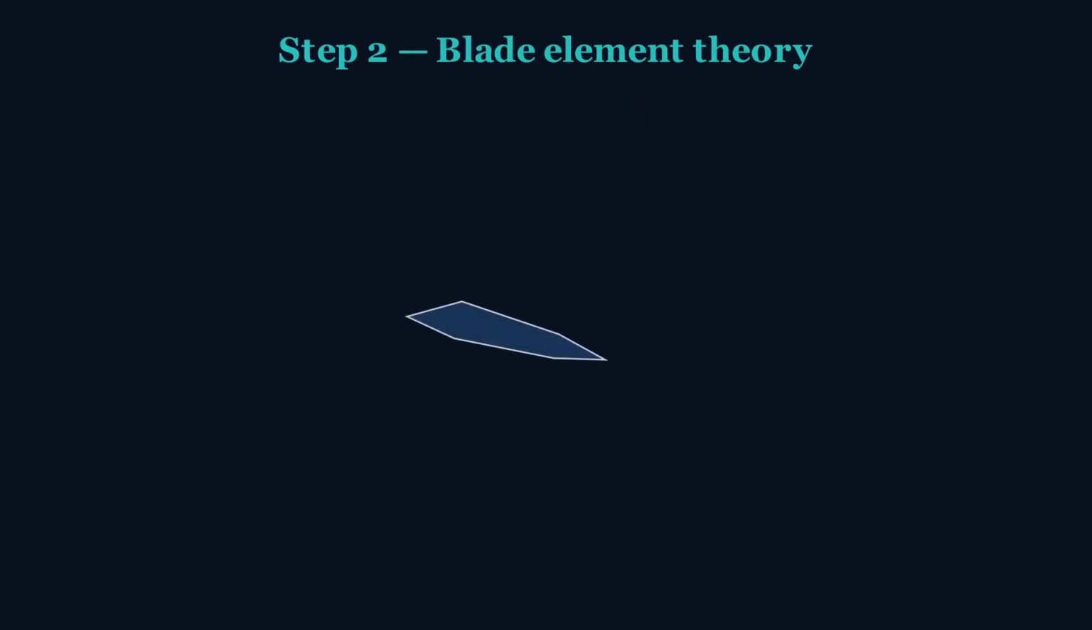Now we bring the blade back, but we only look at one thin slice of it. Up close, that slice is just an airfoil, a wing, sitting in a flow of air. 2 winds hit this slice. The first is the slowed oncoming wind we just described. The second comes from the blade's own rotation, sweeping through the air.